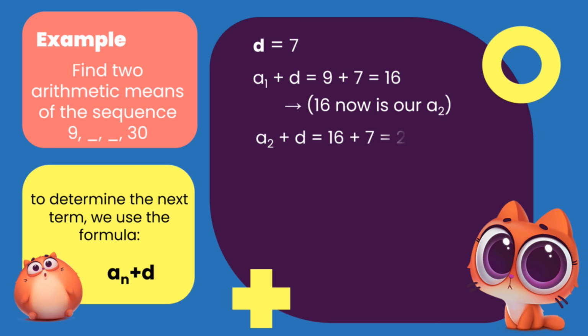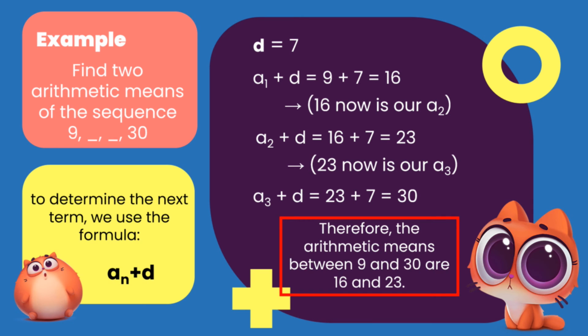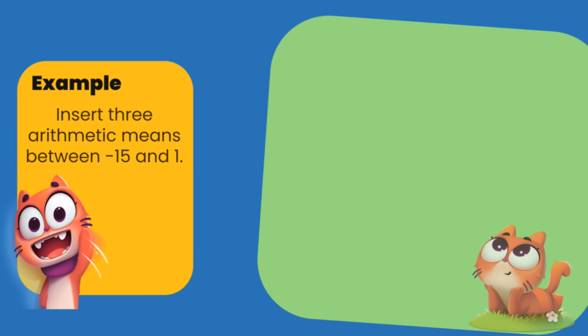And from our a sub 2, just add the common difference, which is 7, and that gives us 23. And 23 now is our a sub 3. And if we add our third term, which is 23, plus our common difference, 7, the answer will be 30. Therefore, the arithmetic means between 9 and 30 are 16 and 23. Now, let's have another example.